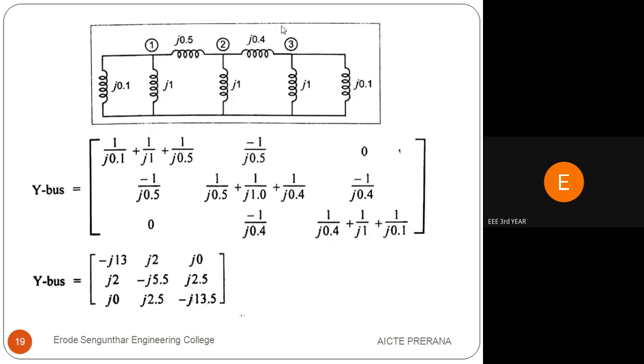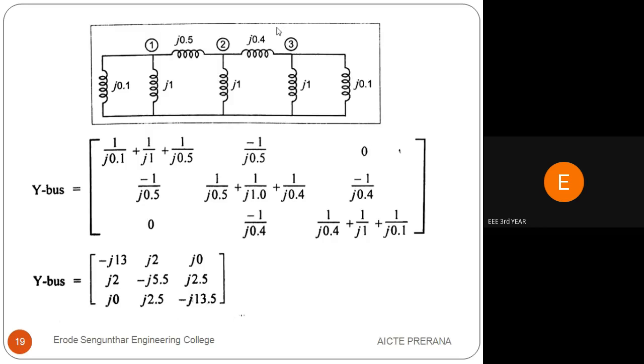And the y22 value is in the second node. Just go through that diagram. Totally three elements are connected with node 2. Consider those three elements. That value is 1 by j0.5 plus 1 by j1 plus 1 by j0.4. And for y32, there is a connection between 3 and 2, that is j0.4. We have to take the reciprocal as 1 by j0.4.